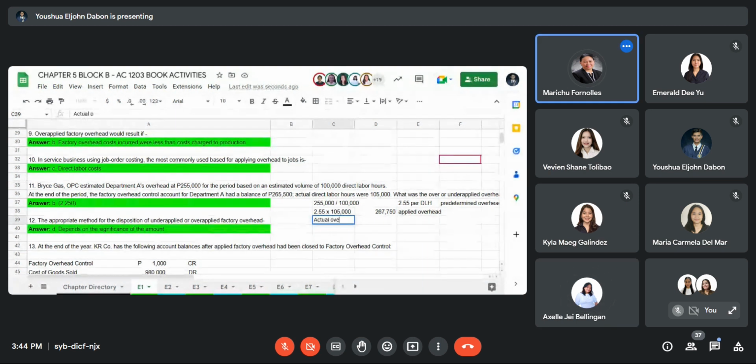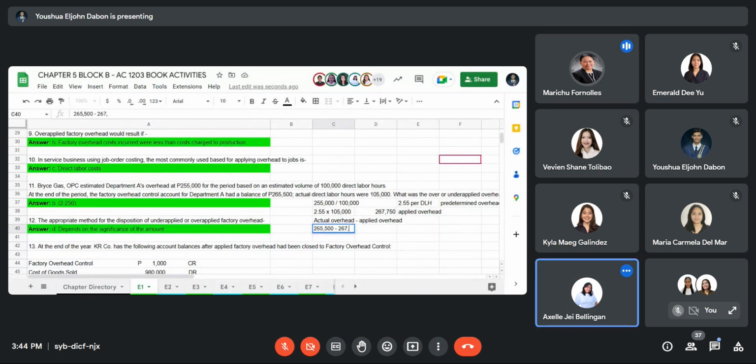255,000. The actual overhead is given at 265,500, miss. Okay, so how much is the difference between actual overhead and applied overhead? 2,250. With or without parentheses? With parentheses, miss. Okay, because that represents what? Over applied overhead. Correct. That's why the answer is letter B.